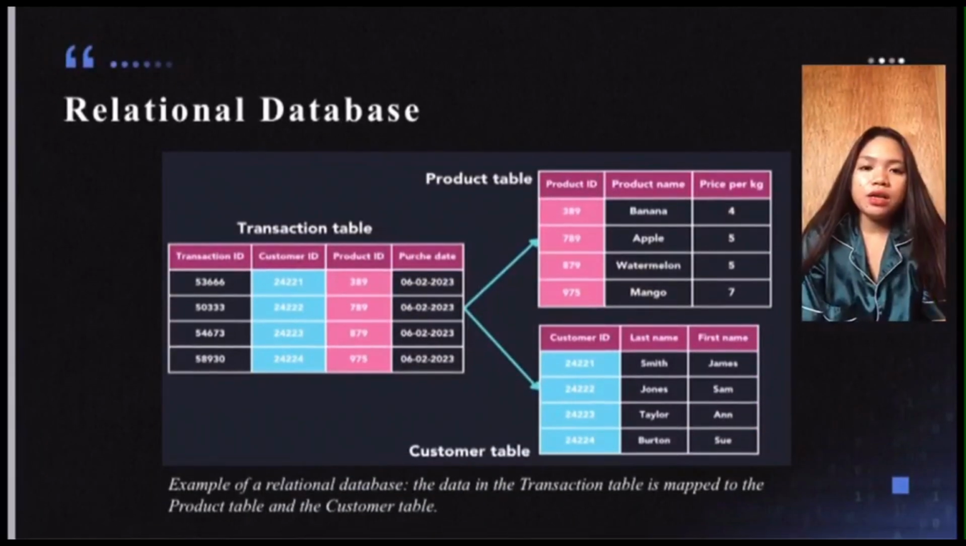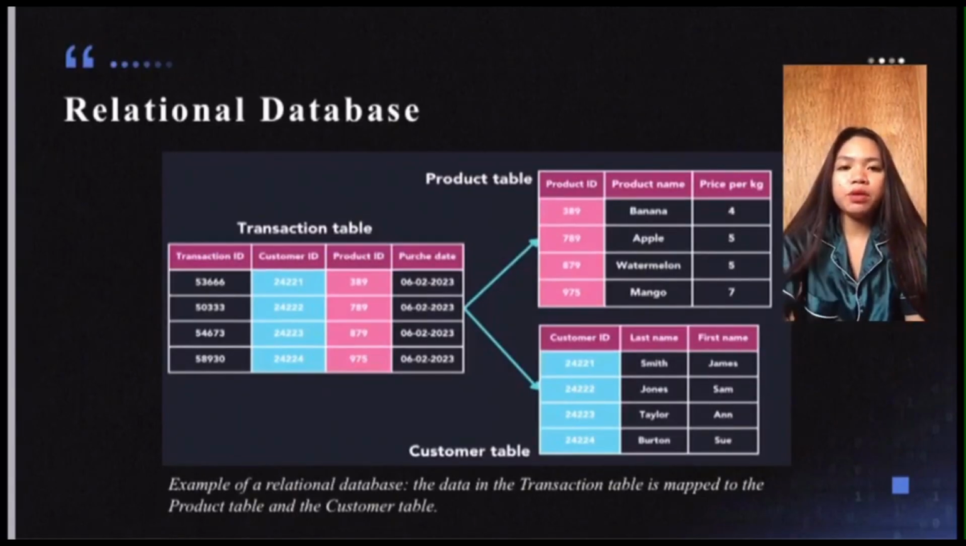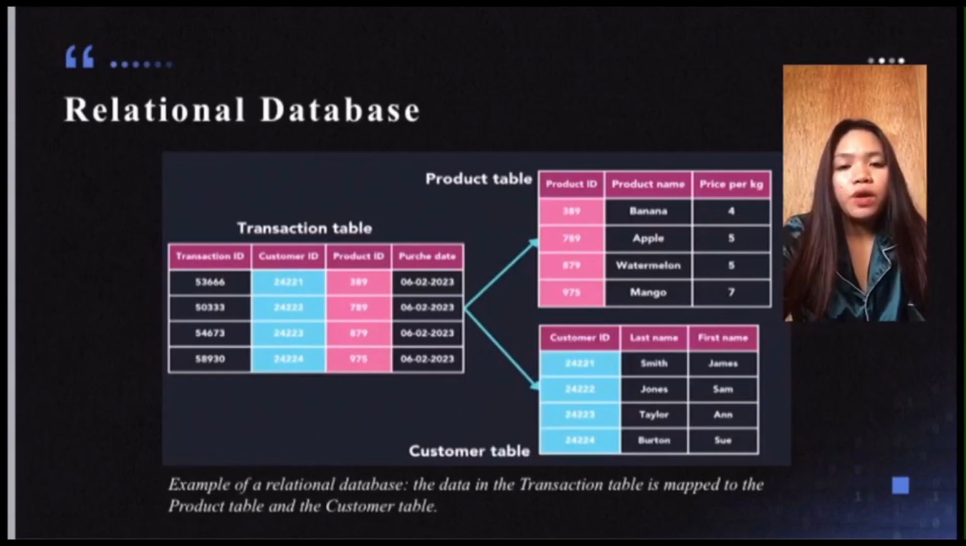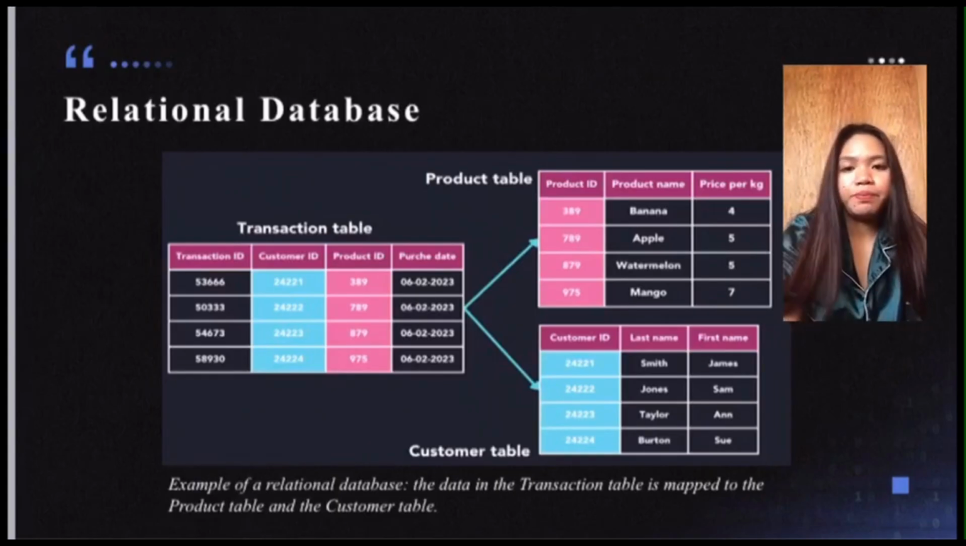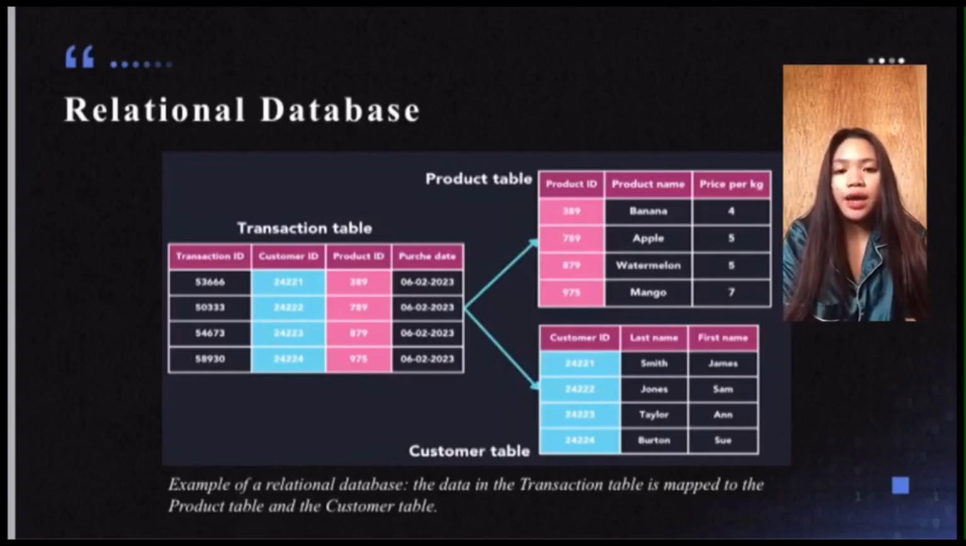And now, let's look at a real-world example of a relational database in action. A fruit shop that wants to keep track of its transactions, products, and customers. First, we have the transaction table. This table records each purchase made in the shop. It includes the transaction ID, customer ID, product ID, and purchase date.